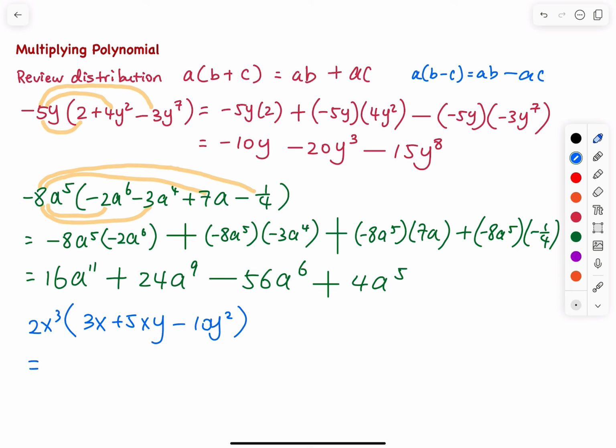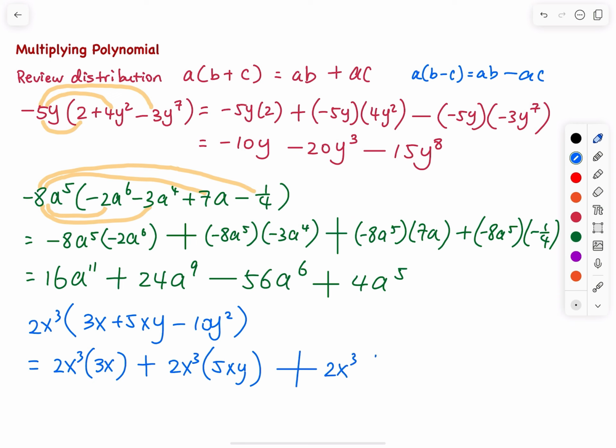Okay, now with a little bit of experience, I would like you to be able to do the following. I would like you to just not draw the line. So just do this. 2x to the third. You multiply the first term, and then add 2x to the third. You multiply the second term, and then you want to do a plus. You can do a big plus. You know what? 2x to the third, and then multiply the minus 10y squared.